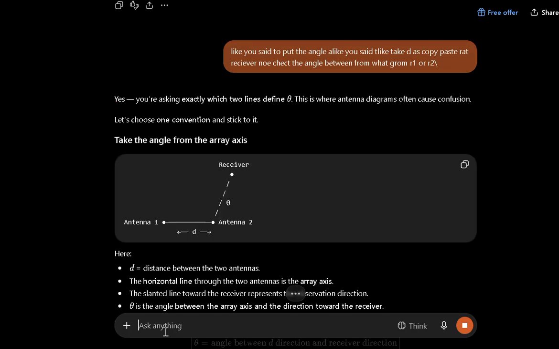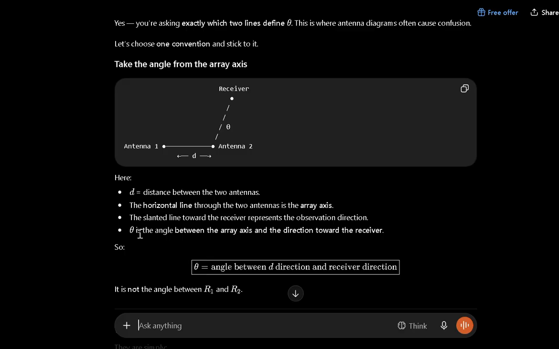If the angular diagrams often cause confusion, let's do one conversion and fix it. Take the angle from the array axis, where d is the distance between two antennas. The horizontal line through the two antennas is the array axis.